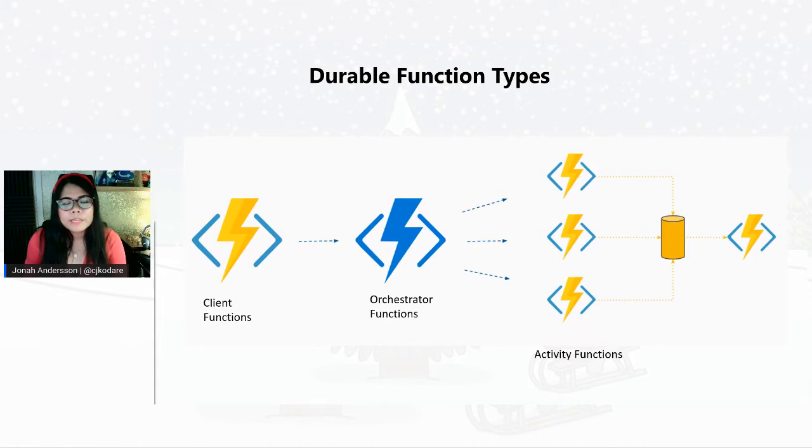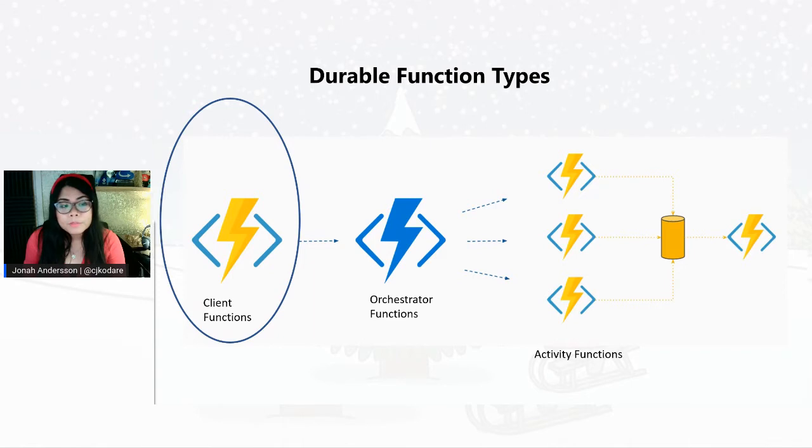There are different durable function types. There are the client functions that are used in starting the orchestration. Client functions can be your trigger, and it has the entity trigger binding. For example, client functions can be your HTTP trigger or your blob trigger. And once that client function is triggered, it kickstarts the orchestrator or the orchestration.